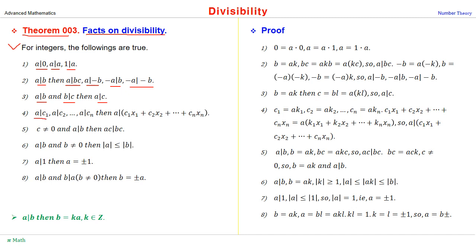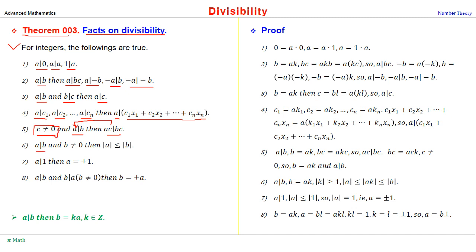If A divides C1, A divides C2, ..., A divides Cn, then A divides C1x1 plus C2x2 plus ... Cnxn, where xn is some integer. If C is not 0 and A divides B, then AC divides BC. The reverse is also true, on the condition that C is not 0.